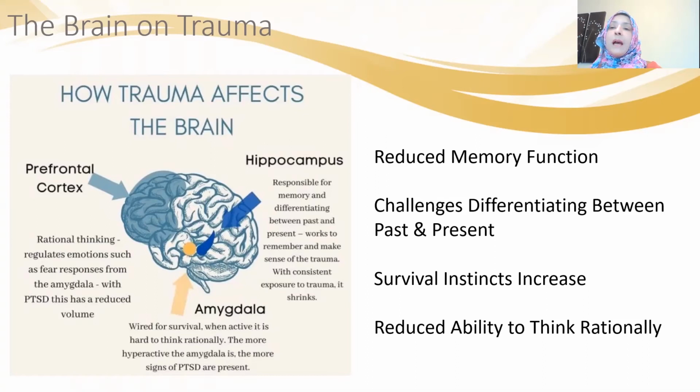Finally, if we look at the hippocampus, this is the area of the brain that's responsible for memory and differentiating between past and current events. So again, a very vital part of our brain when we're talking about leading our daily lives. However, this too shrinks with consistent exposure to trauma, and subsequently an individual may have difficulty in recollecting past events.